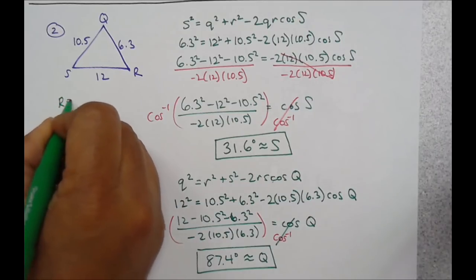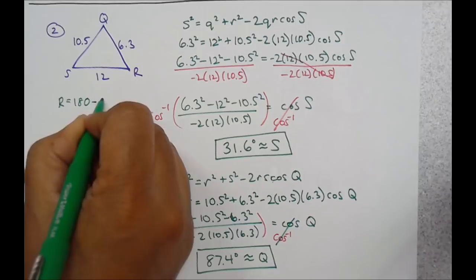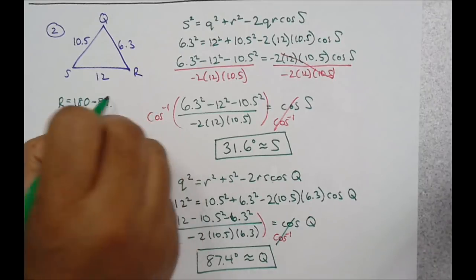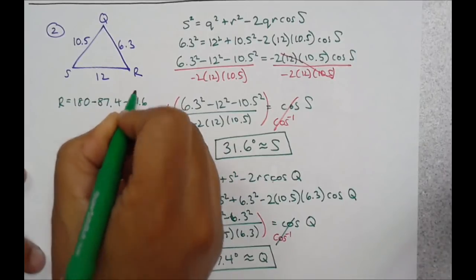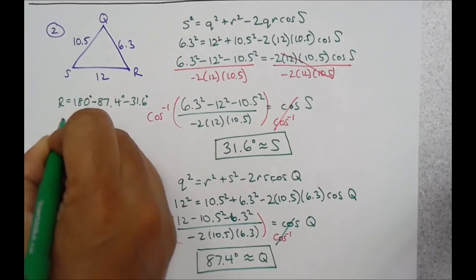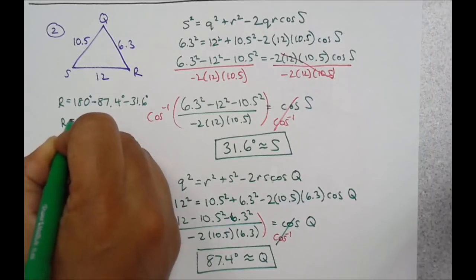So to get angle R, you just do 180 minus the 87.4 and subtracting the 31.6 degrees. And that finally gets you angle R as 61 degrees approximately.